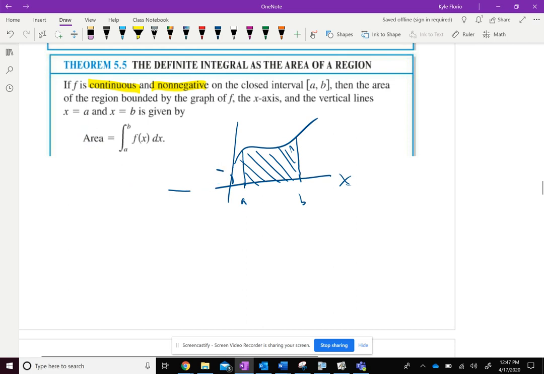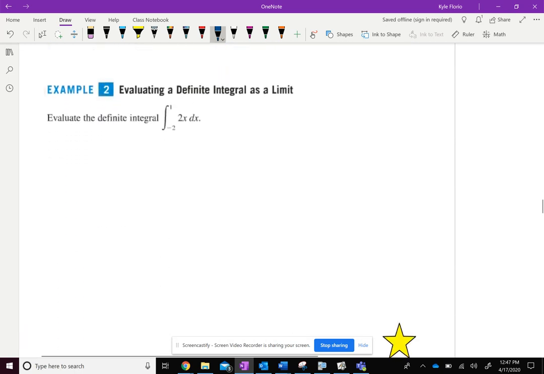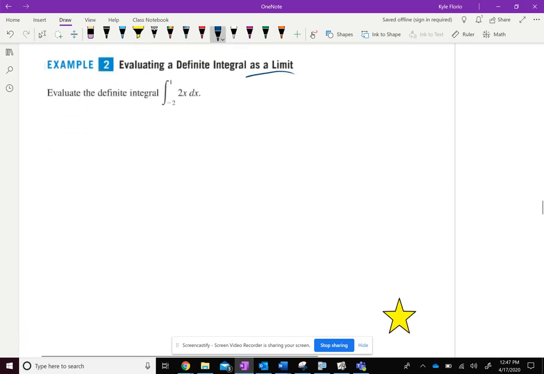Okay, so let's actually apply this in an example, and then we'll do more examples in the next video. Evaluating the definite integral as a limit. So I'm going to use that definition that you just copied down up there. I want to take the answer. This thing is equal to the limit as the width of each rectangle approaches 0. So they get really, really skinny. And if I add up all these rectangles from 1 to n of f of ci times delta x.